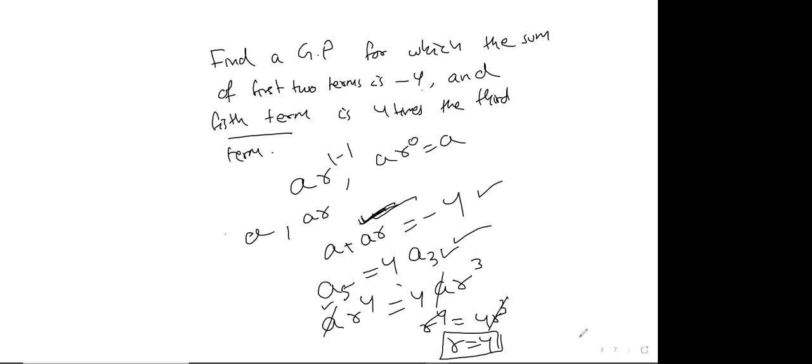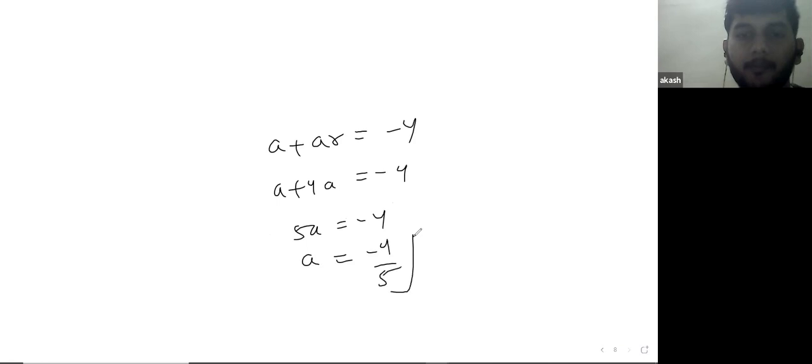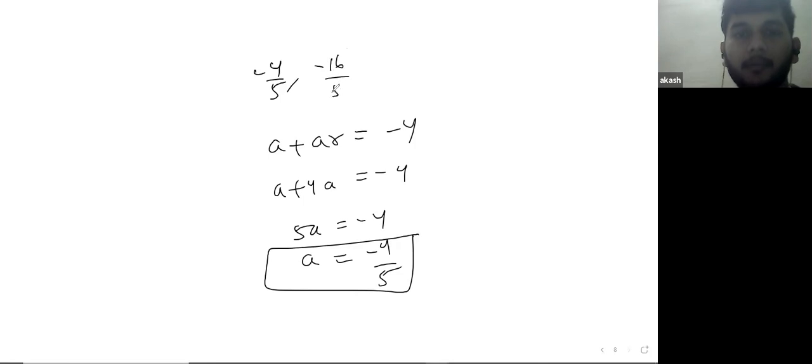Mohammed, are we clear till here? Yes. Okay. So we had A plus Ar equals -4. We have r equals 4. So A plus 4A equals -4. That means 5A equals -4. A equals -4 upon 5. So we have A, we have r. So the GP would be -4 upon 5 and -16 upon 5, like that, because the value of r is 4.